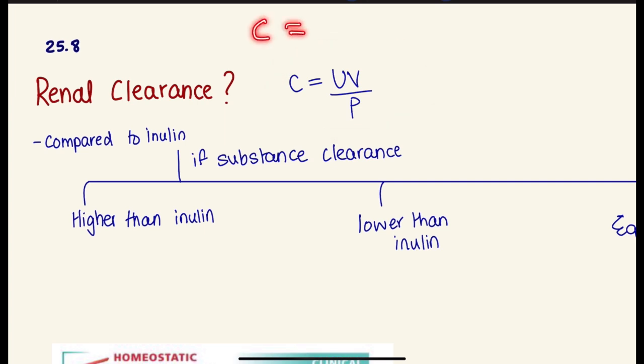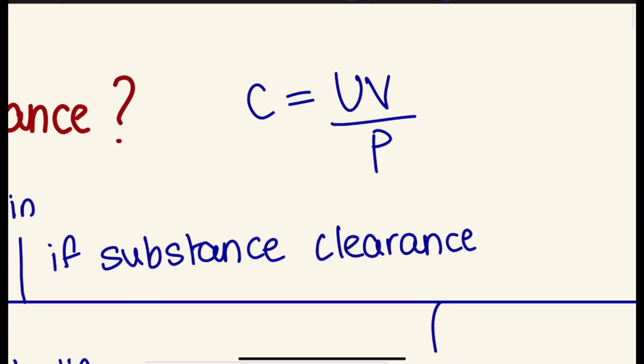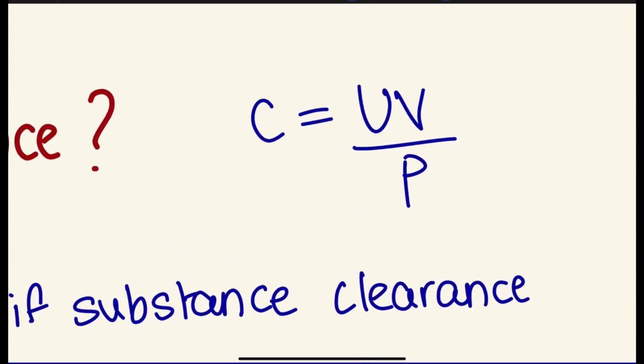It's basically clearance equals UV over P. Okay, what's U? U is going to be my urine concentration. And what's V? V is going to be the urine flow rate. Okay, now what's P? So the urine concentration and the urine flow rate over the plasma concentration. In this case, you should be able to basically understand the formula, because they're not really going to give you any numbers like, oh, can you do the calculation?